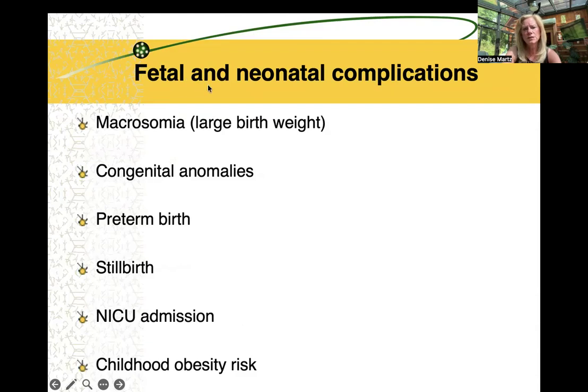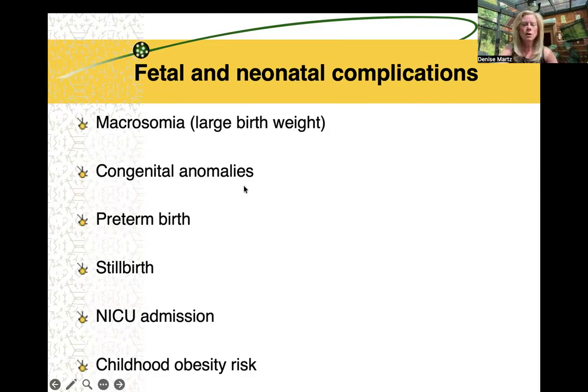For the fetus and neonatal complications that we sometimes see, larger birth weight. And you're likely to see, I talk about this in the diabetes lecture, when mom gets gestational diabetes, she's more likely to continue to have type 2 diabetes or at more risk for getting type 2 diabetes if it resolves postpartum. But her baby is going to be likely larger at full term birth, and that baby is going to be more at risk for developing diabetes.